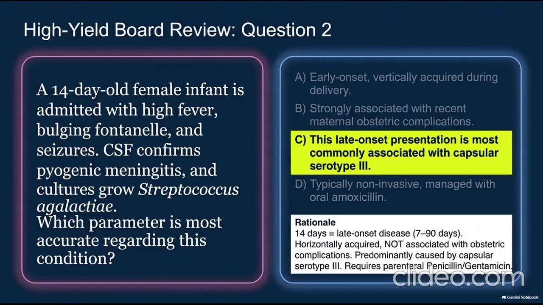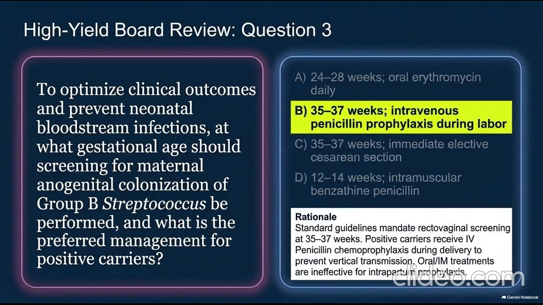Question 3. An obstetrician is reviewing prenatal screening guidelines to prevent neonatal bloodstream infections. To optimize clinical outcomes, at what gestational age should screening for maternal anogenital colonization of group B Streptococcus be performed? And what is the preferred management for positive carriers? Is it A. 24 to 28 weeks, oral erythromycin daily until delivery? B. 35 to 37 weeks, intravenous penicillin prophylaxis during labor? C. 35 to 37 weeks, immediate elective cesarean section?